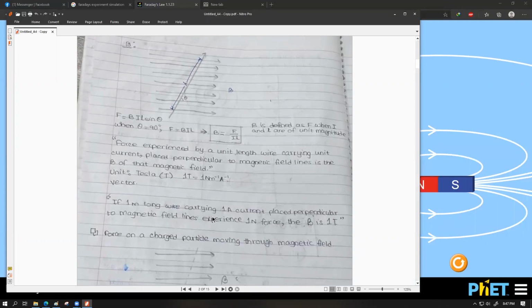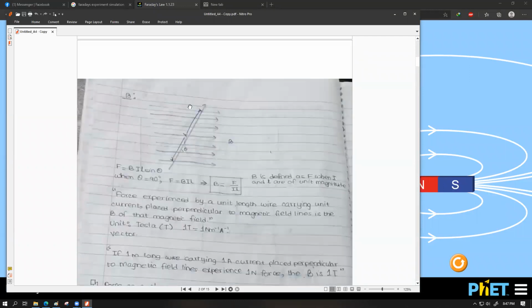You have to state all of the parts: the length of the wire has to be 1 meter, the wire has to be placed perpendicular to the magnetic field lines, the current has to be 1 ampere, and the total force experienced by that wire has to be 1 Newton. So you have to define these 4 variables in any sequence you want. In that case, the magnetic field causing this is defined to be of 1 Tesla magnetic field strength.